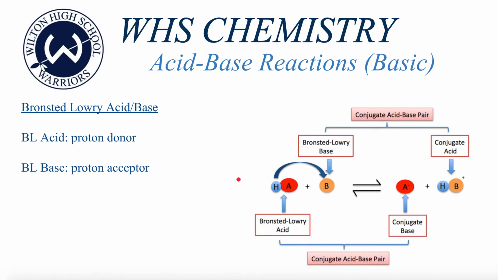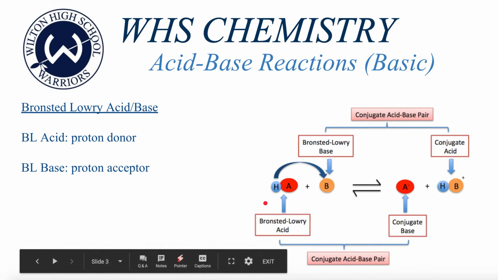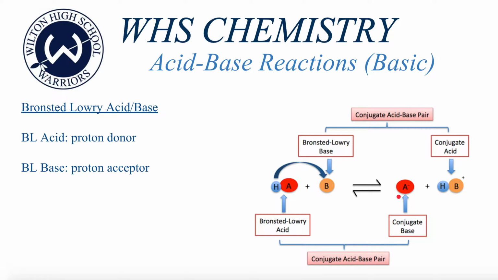So Bronsted-Lowry is a little bit of an alteration to the Arrhenius definition, which I talked about earlier. A Bronsted-Lowry acid is defined as a proton donor. You can see in this photo that this would be the Bronsted-Lowry acid because it reacts with the B minus and forms A minus, which means the hydrogen has been taken off of that acid and given to the other, conjugate acid, which means it's a proton donor because it's taking its hydrogen and giving it to something else.